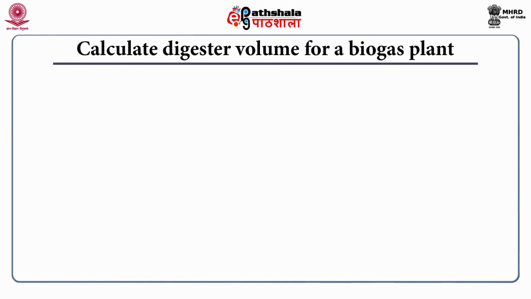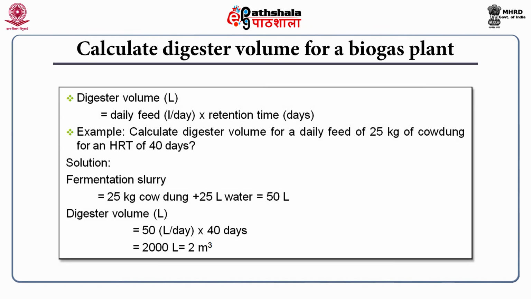Now, let us calculate the digester volume for a biogas plant. The digester volume is equal to daily feed in liter per day multiplied by retention time in days. Calculate the digester volume for a daily feed of 25 kilogram of cow dung for an HRT of 40 days. So, the fermentation slurry is 25 kilogram cow dung plus an equal amount, that is 25 liter, of water. So, the fermentation slurry volume is 50 liter. Now, the digester volume is equal to 50 liter per day multiplied by 40 days, which gives 2000 liter, which is equal to 2 cubic meter. So, that is the digester volume.